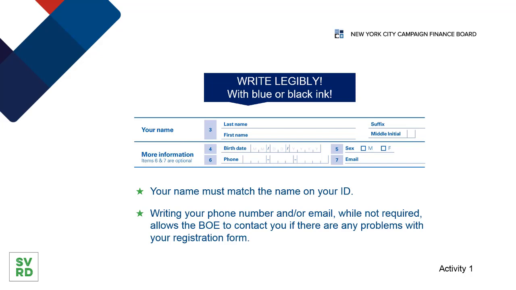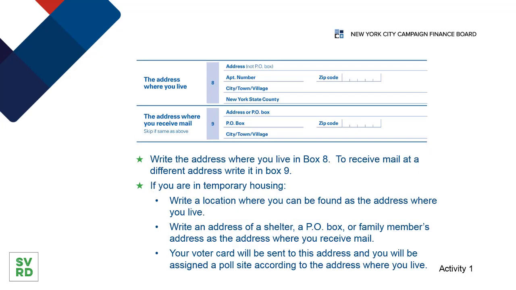Section 3 is required and Section 4 is required. Sections 5, 6, and 7 are not required. However, writing your phone number and/or email, while not required, allows the Board of Elections to contact you if there are any problems with your registration form. Students can write the address where they live in Box 8. To receive mail at a different address, they would write into Box 9. Box 8 is required and Box 9 is required if you want to receive mail in a different address.